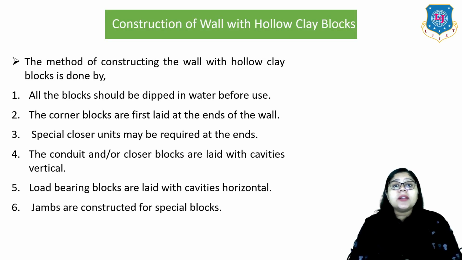Now let us understand the construction of a wall with hollow clay blocks. The method of construction of a wall with hollow clay blocks is as follows. The first step is that all the blocks should be dipped in water before use. The corner blocks are first laid at the end of the wall and special closure units may be required at the ends. The closure blocks are laid with the cavities vertical and the load bearing blocks are laid with the cavities horizontal. And the joints are constructed for special blocks.